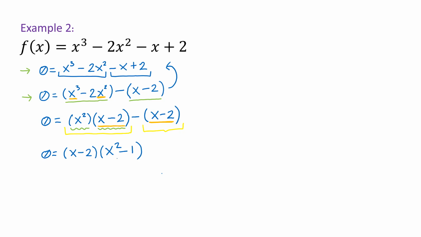Since now I only have products, now I can apply the zero product rule. We take the first term, x minus 2, and equalize it to 0. And then I clear the x equals 2. This is our first 0.